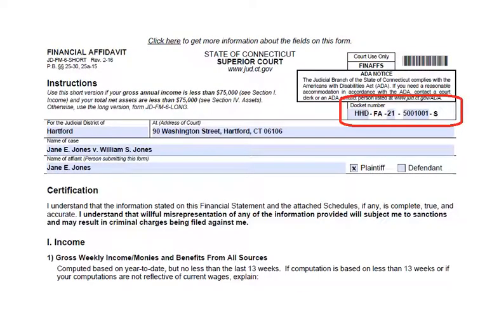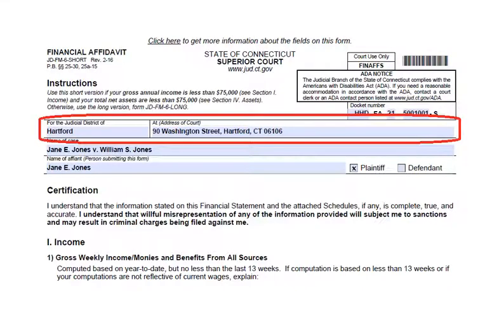In the box at the upper right of the form labeled Docket Number, type the docket number of the case. On the next line, in the box labeled For the Judicial District of, type the judicial district of the court where your case is filed. For example, if your case is in the Hartford court, type Hartford.